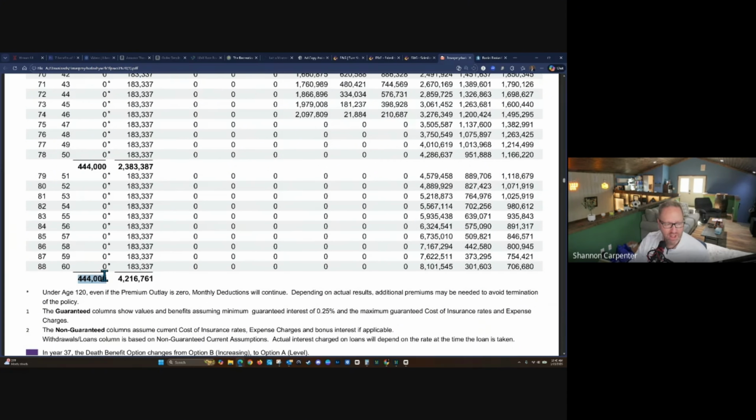So 444 is what you've put in. You've been paid out $4.2 million. You leave behind $706,000 to your family. So if we add that together, what is that? 4.789. Let's call it $5 million. We just turned $444,000 into $5 million.